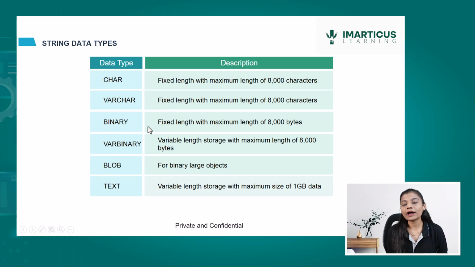Now binary. Binary as data has a maximum length of 8,000 bits, and it has data in ones and zeros. So binary has variable length storage with 8,000 bits, blob for binary large objects, and text has variable length storage up to a size of 1 GB of data. So these are the various data types for strings, but not all of them are supported by the servers, but char and varchar are supported by many of these servers in your RDBMS.